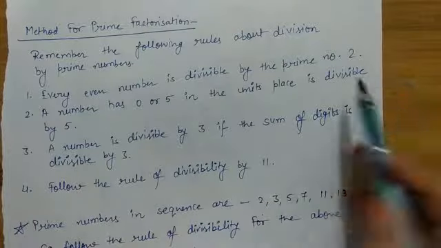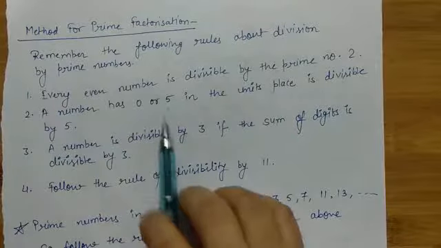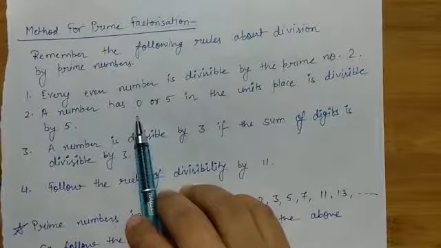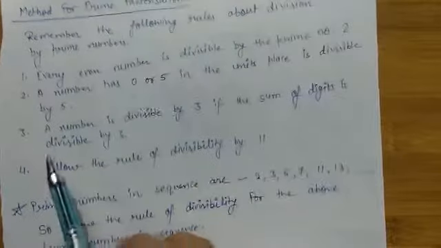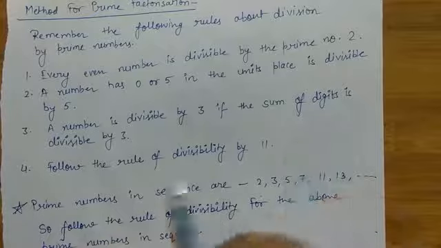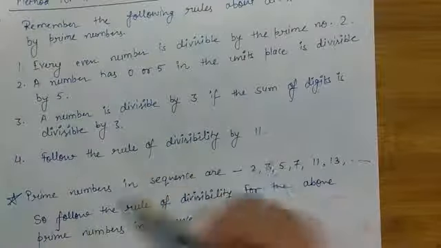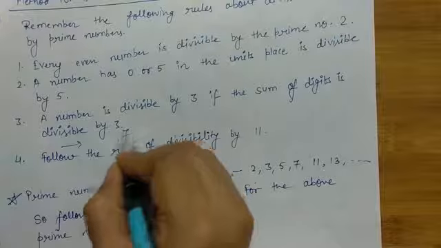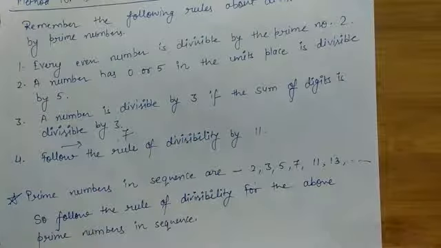What were the rules? For 2, we know that the last digit should be an even digit. For 5, the last digit should be 0 or 5, then that number is divisible by 5. For 3, a number is divisible by 3 if the sum of its digits is divisible by 3. Then we can follow the rule for 7, then the rule for 11, and further we may go for 13 and 17. If we know the tables, that will be very easy for us to understand.